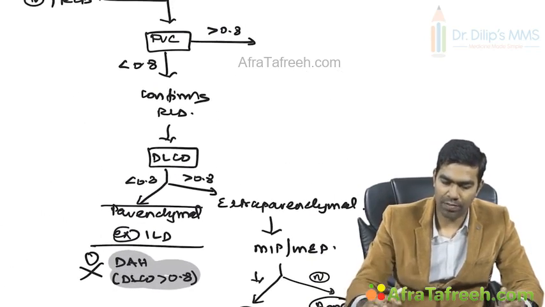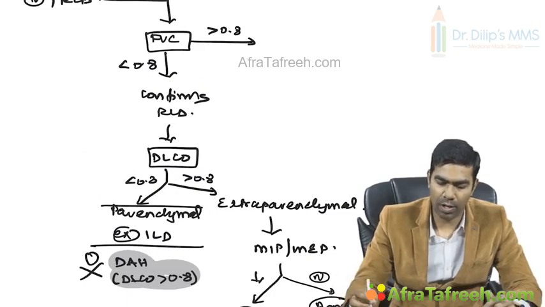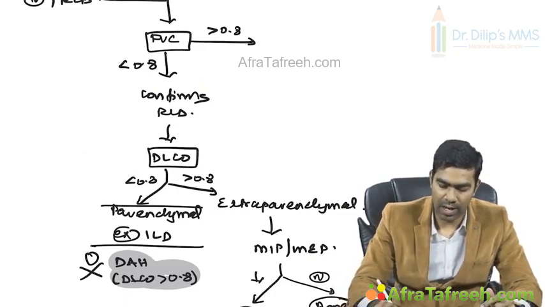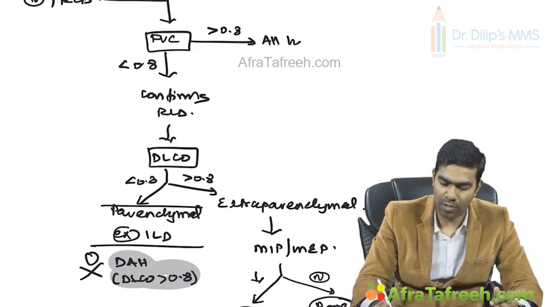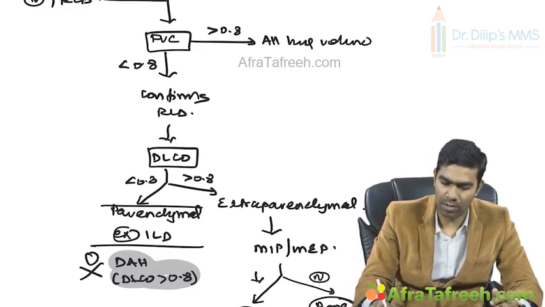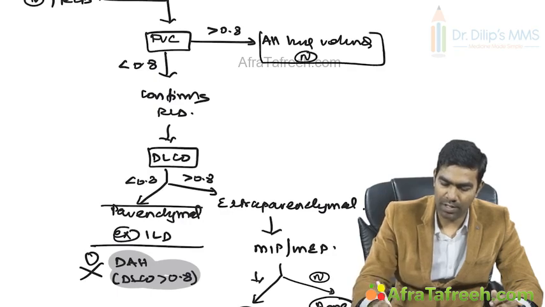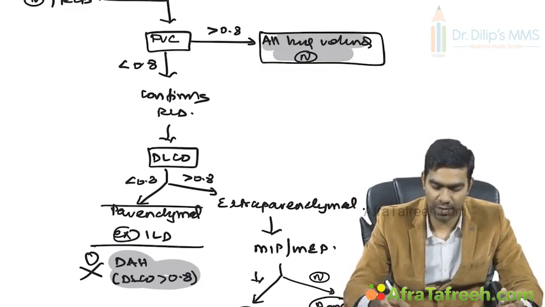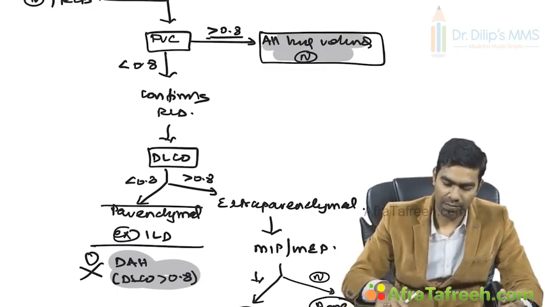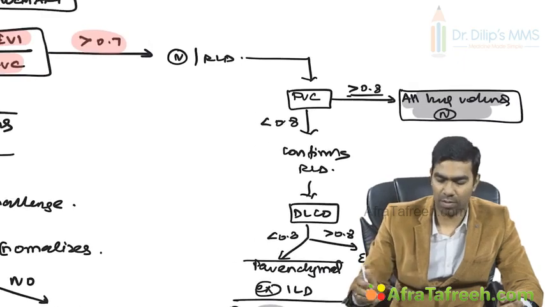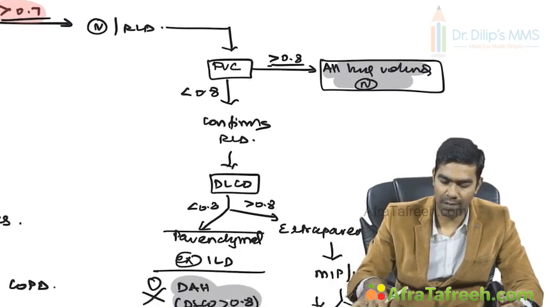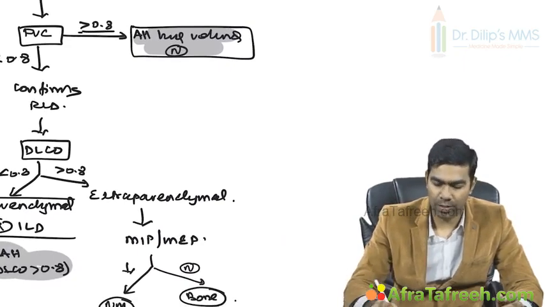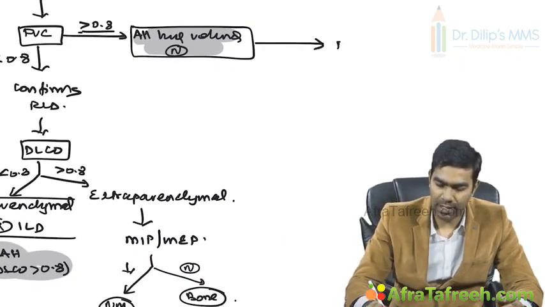Okay. Now FVC is normal. FVC is more than 0.8. So I am also telling that all other lung volumes are normal. All lung volumes are normal, which means every single lung volume is normal. There is no abnormality at all. All lung volumes normal, FVC is normal, and FEV1 by FVC is also normal. There's no doubt about that. What are you going to see? In this condition, see the DLCO.